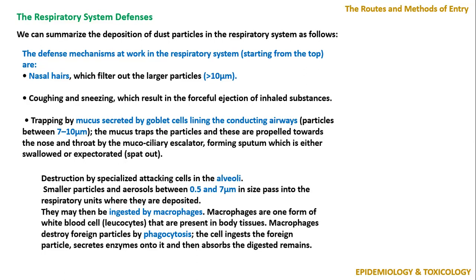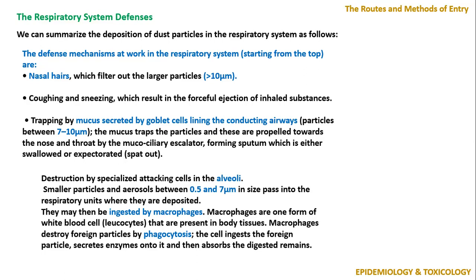Now the destruction by specialized attacking cells in the alveoli. The smaller particles and aerosols between 0.5 and 7 microns in size, as we saw before, the particles less than 7 microns enter into the gas exchange region and pass into the respiratory units, where they are deposited.